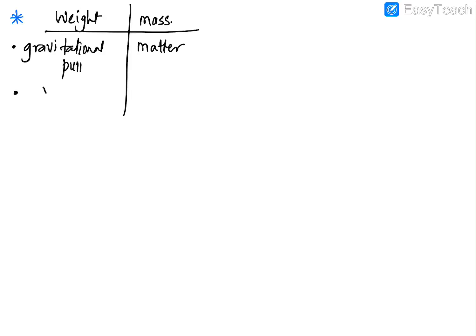Second point, as we know, weight is a vector quantity, whereas mass is a scalar quantity. Number 3, weight is measured by a spring balance. I hope you know what a spring balance is. It is measured by a spring balance, whereas mass is measured by a beam balance, or it is also called a physical balance.